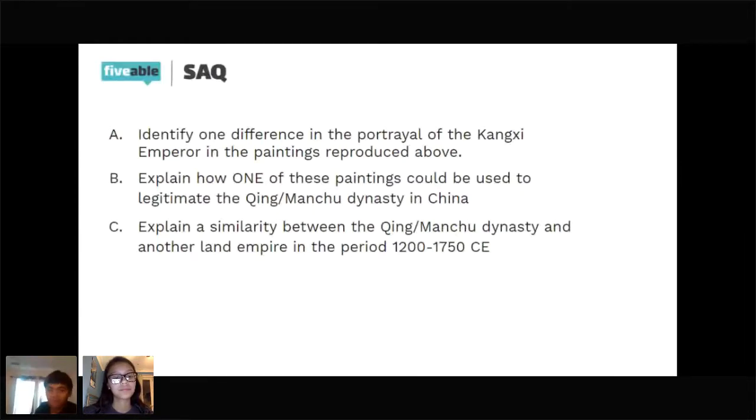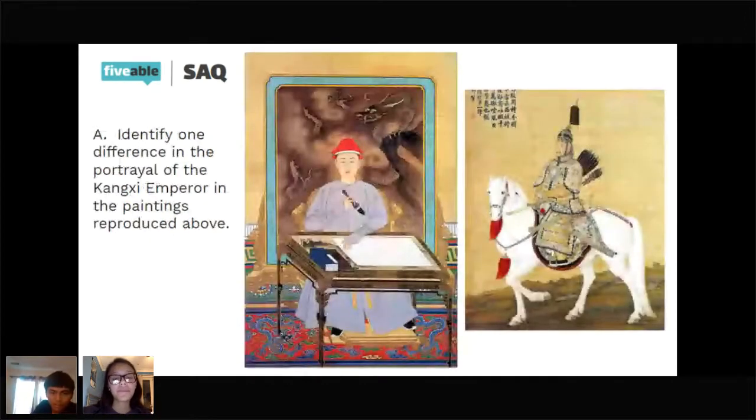So that's right. Your first part of your SAQ is asking you to identify one difference in the portrayal of Kangxi Emperor, or Emperor Kangxi, I don't know if that's in the wrong order, in the paintings that were reproduced above or on the last slide. So I'm not going to ask for comments. I'm just going to talk about this from a world historian, art historian kind of viewpoint, because I'm also taking AP Art History, coincidentally, along with European history. So I can talk about that a little from my perspective.